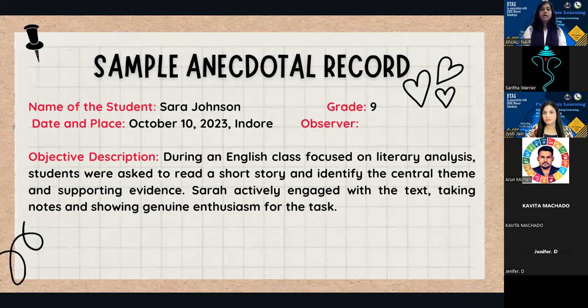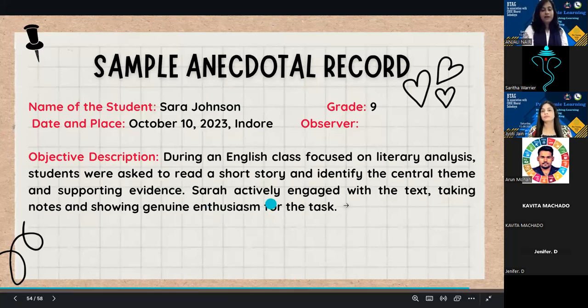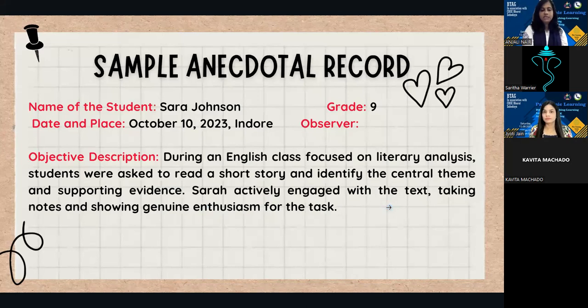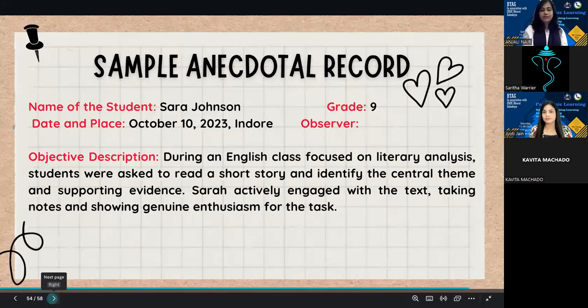The objective is, during an English class focused on literary analysis, students were asked to read a short story and identify the central theme and supporting evidence. Sarah actively engaged with the text, taking notes and showing genuine enthusiasm for the task. So this is the objective description.